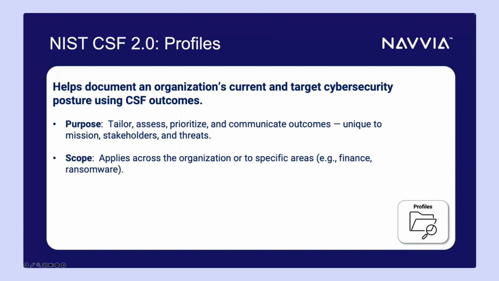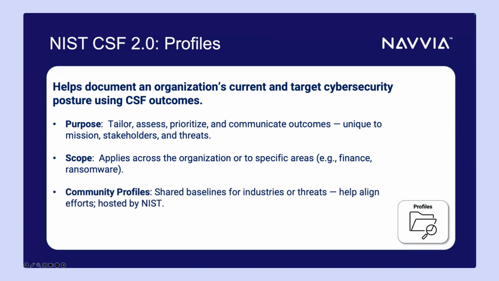So for example, does it apply to a specific area like finance? Or you can even look at a specific threat like ransomware. You can have multiple profiles in an organization or a single profile. This depends on the complexity and what your organization delivers in the way of services. I mentioned earlier there are community profiles. They're shared as baselines for industries or threats, and they can really help you align your security efforts with the NIST. Those, again, are hosted on the NIST website. I have links to those community profiles later on in the presentation.